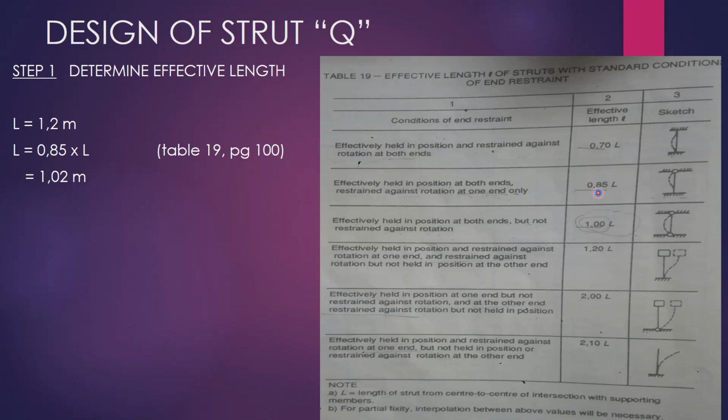So we're going to use 0.85 L. The factor is 0.85 there. So that's how we come to this one. Effective length is equal to 0.85 multiplied by L, which is 1.2, and then we get 1.02 meters.